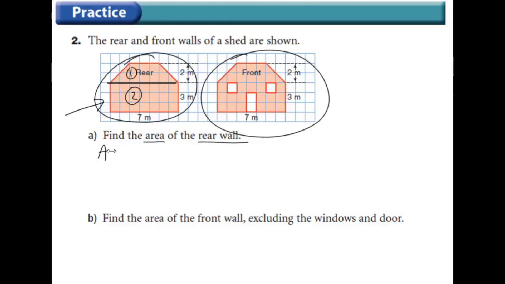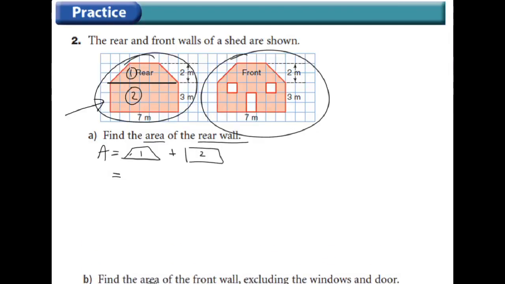So area is going to equal the area of my trapezoid, and I like to draw the little thing there to show what it is, and my rectangle number 2. Let me move all this down. And so the trapezoid, we know the formula for the area of a trapezoid is going to be top plus bottom in brackets times the height divided by 2. So that's for number 1. Then we're going to add the rectangle, which will be length times width.